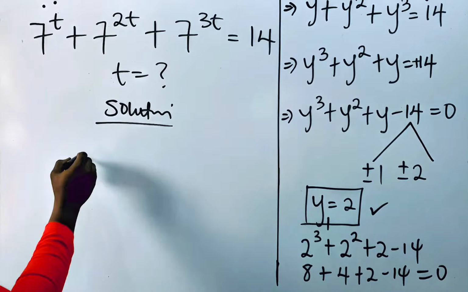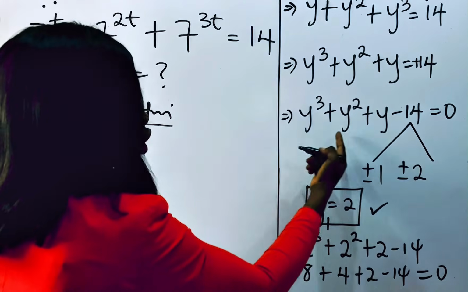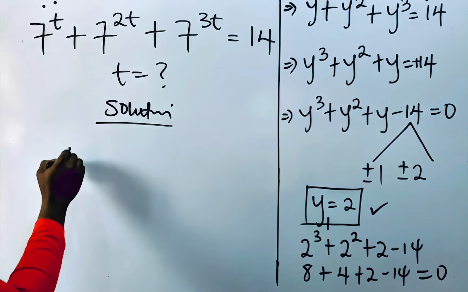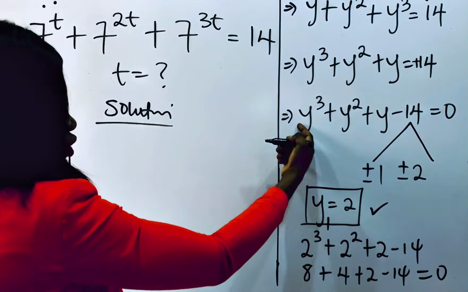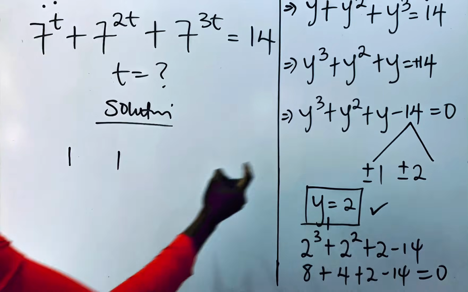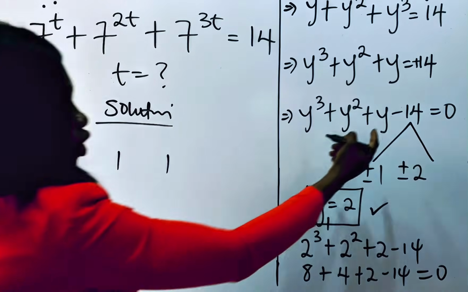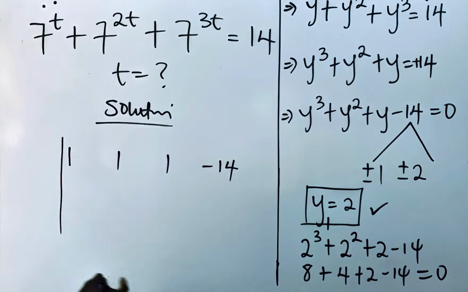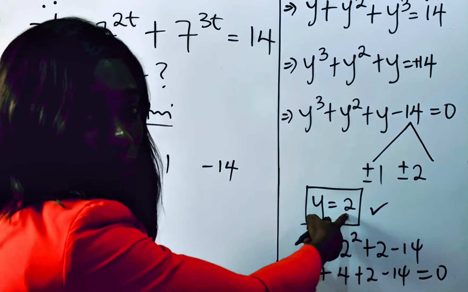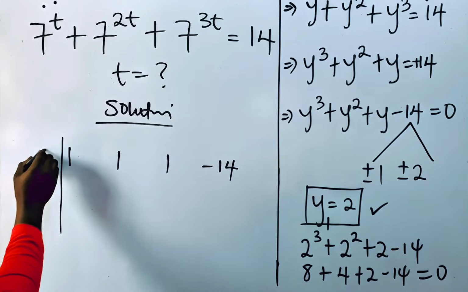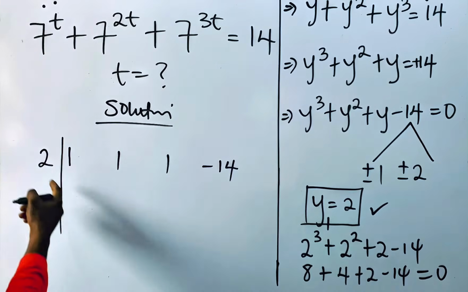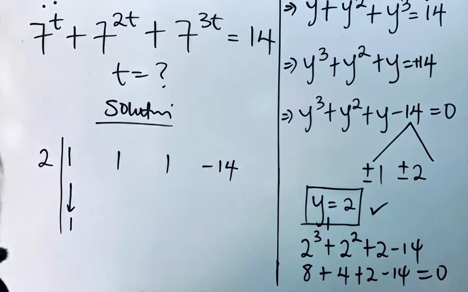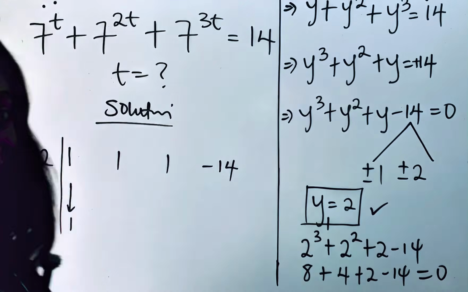This is what we have. Now we're going to pick the coefficients. For this y cubed, using our synthetic division method, take the first coefficient, which is 1, the second one is 1, the third one is 1, then pick the constant term, which is negative 14. We have found one solution, so we're going to use it to find the rest. So we're going to have 2 here. Now bring down this one first.